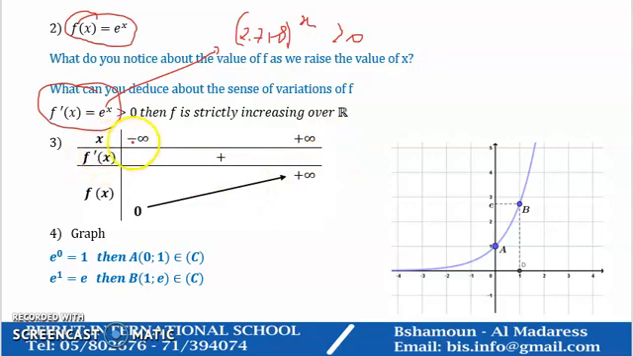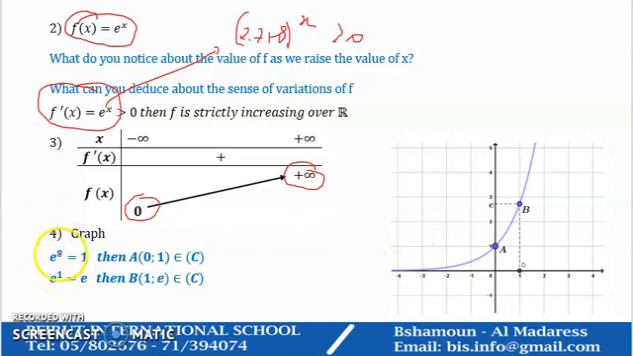So this is the table of variation, domain of definition from negative infinity to plus infinity. The sign of f prime is always strictly positive, and f of x is strictly increasing, since the limit of f of x when x tends to negative infinity equals 0, and when x tends to plus infinity, f of x equals plus infinity. And this is the representative curve of the exponential function.